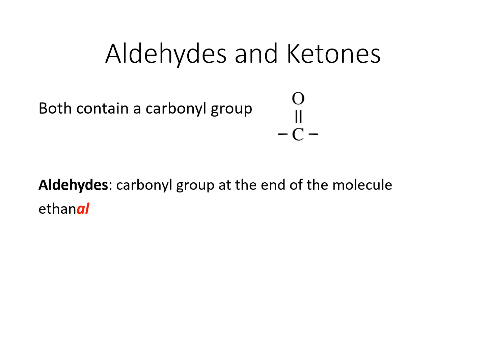With an aldehyde, our carbonyl group is found at the end of the molecule. For example, this here. In this here, we have 2 carbon atoms. It is therefore called ethanal. And aldehydes always have the ending -al.